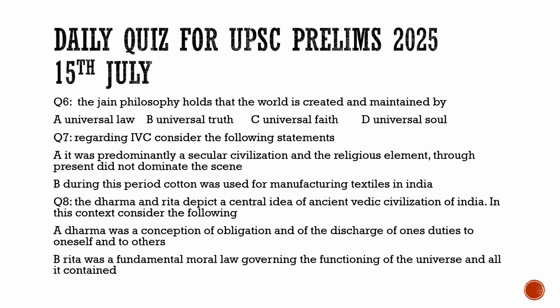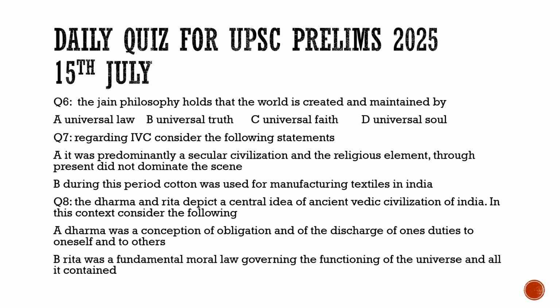Now coming to the previous year questions, let's see what they ask here. Question number 6, the Jain philosophy holds that the world is created and maintained by, is it universal law? No. Is it universal truth? No. Is it universal faith? Not at all. Is it universal soul? 100% it is universal soul. So for question number 6, the Jain philosophy holds that the world is created and maintained by universal soul.